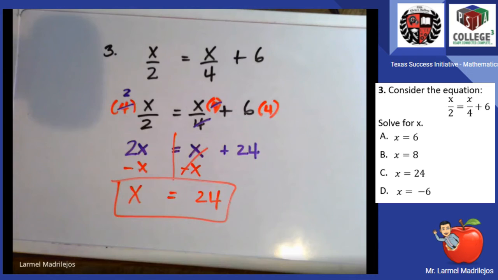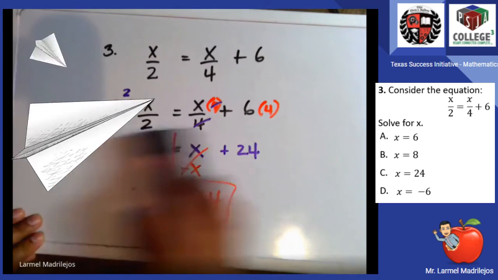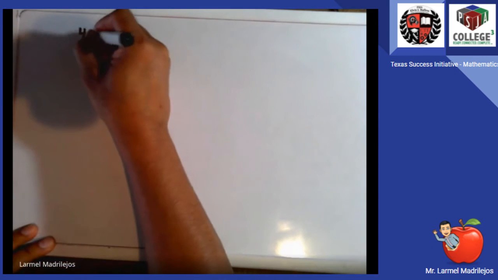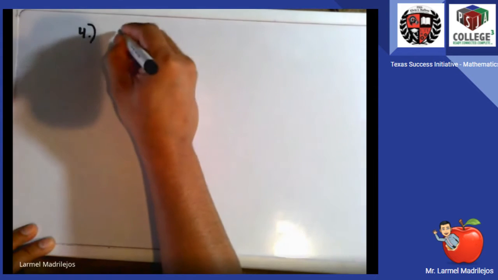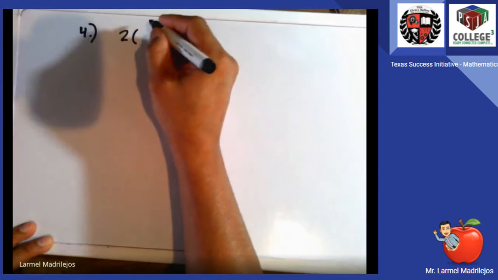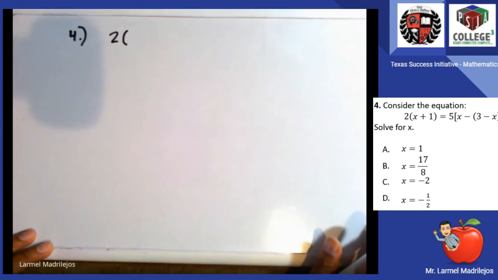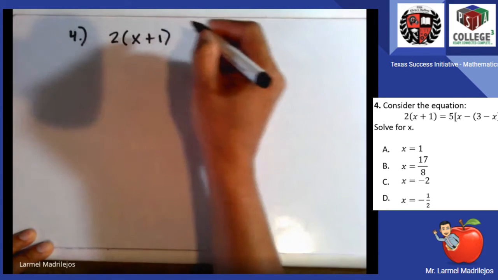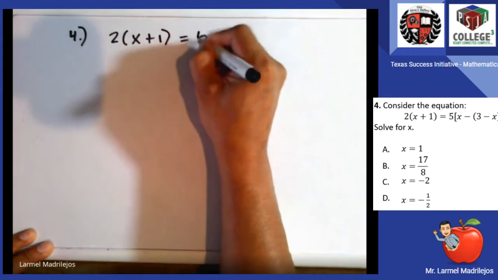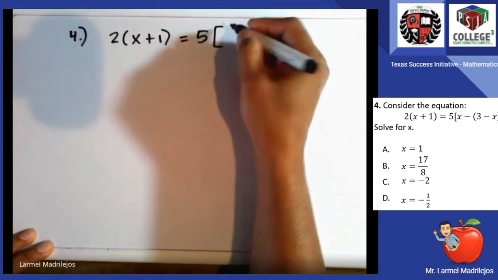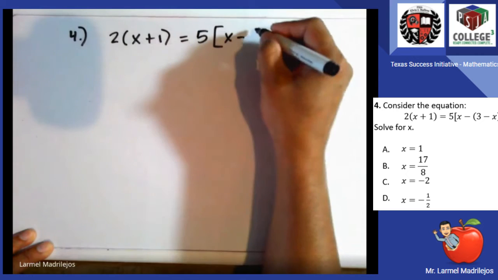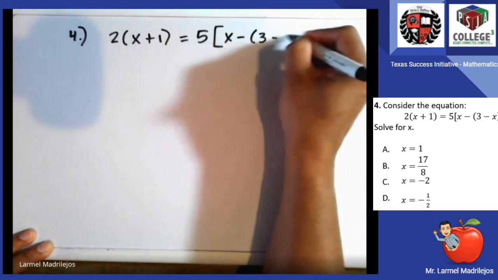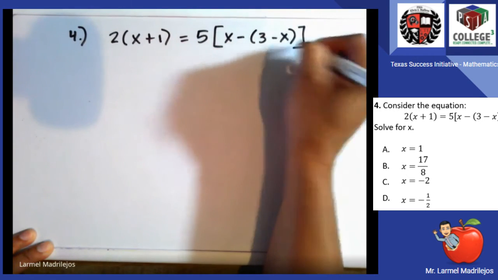The next number, this is going to be long. Okay. Next is question number 4. It says 2 times (x plus 1) equals 5 times (3 minus x).